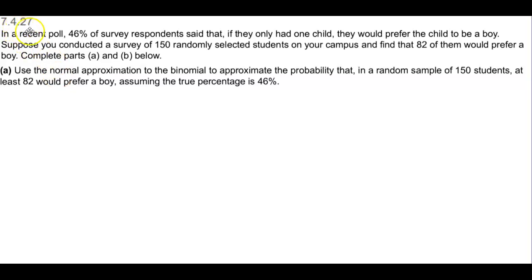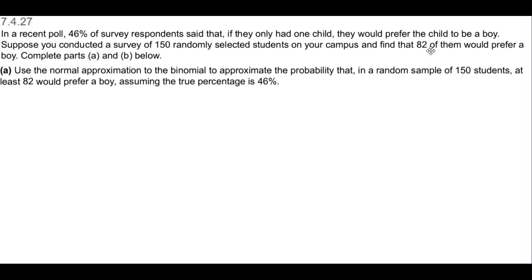Section 7.4.27. In a recent poll, 46% of survey respondents said that if they only had one child, they would prefer the child to be a boy. Suppose you conducted a survey of 150 randomly selected students on your campus and find that 82 of them would prefer a boy. Complete parts A and B below.